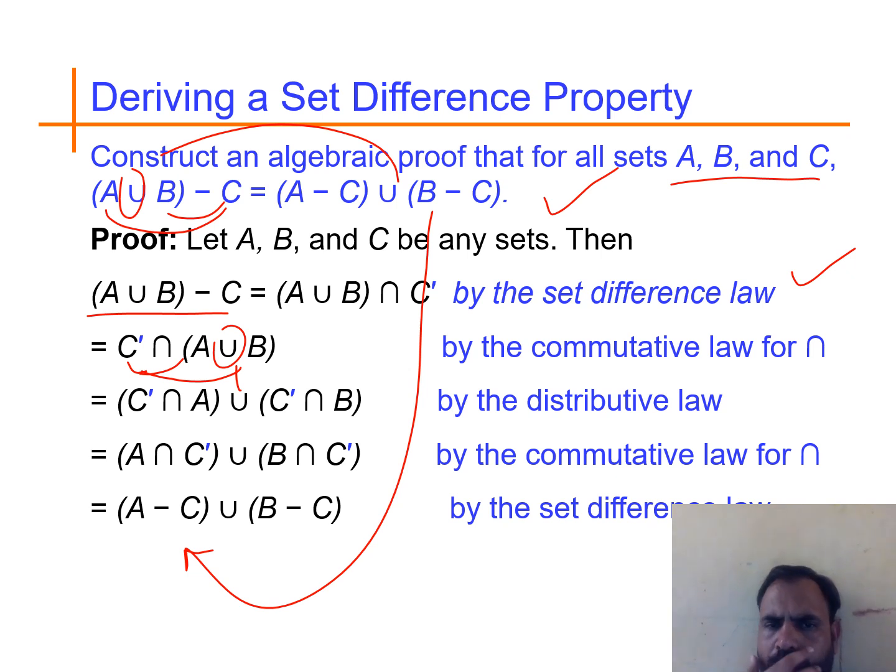You can also use commutative law on this one. So this will become B intersection C complement. Now we use the set difference laws. A intersection C complement means A minus C union B minus C.